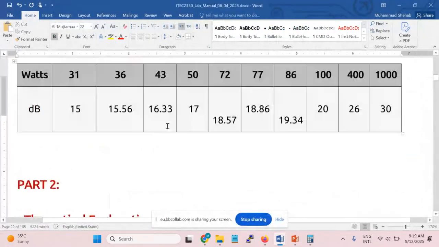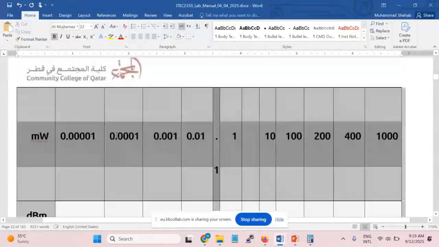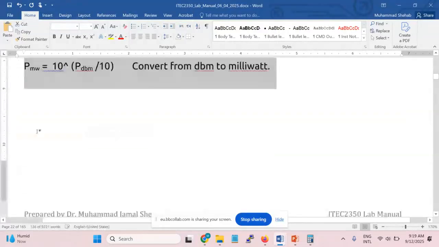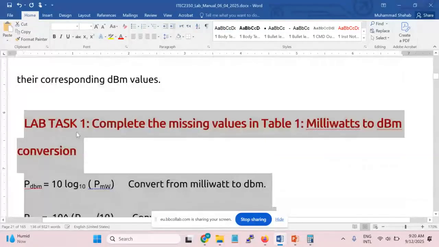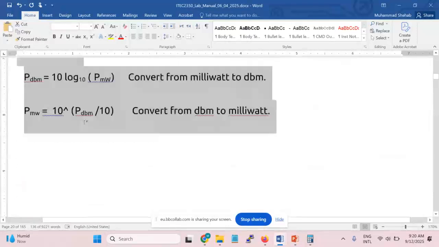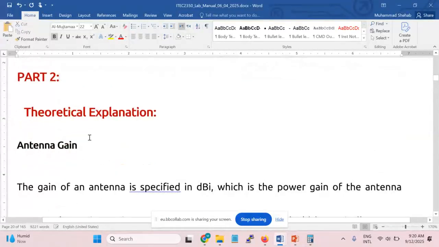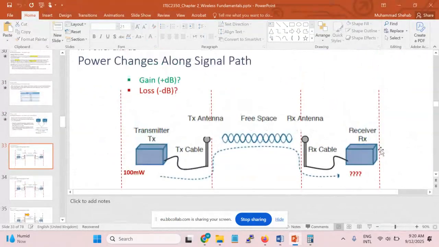Okay? So this is part 1, which is about how to convert from dB and dBm to watt and milliwatt, and the opposite. This is lab 2, sorry. Part 1, we solved 2 tasks in it. Let us come to part 2. Part 2 is about EIRP and calculating the signal power at the receiver.